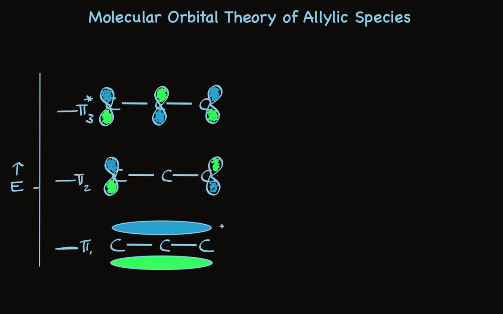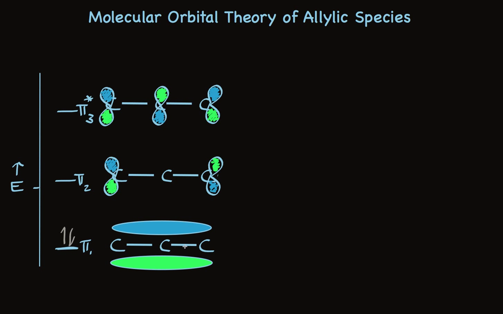I've redrawn these MOs to be adjacent to the energy levels, pi 1, pi 2, and pi 3. And we know that as we put electrons in these molecular orbitals, 2 can go in each orbital, and we'll fill that lowest energy one first. So when we have the allylic cation, which only has 2 electrons in it, both of those electrons will be in the lowest molecular orbital, pi 1.